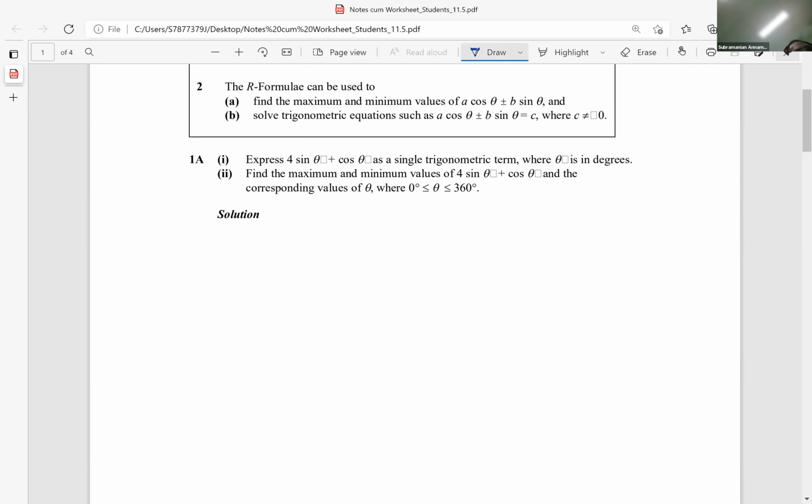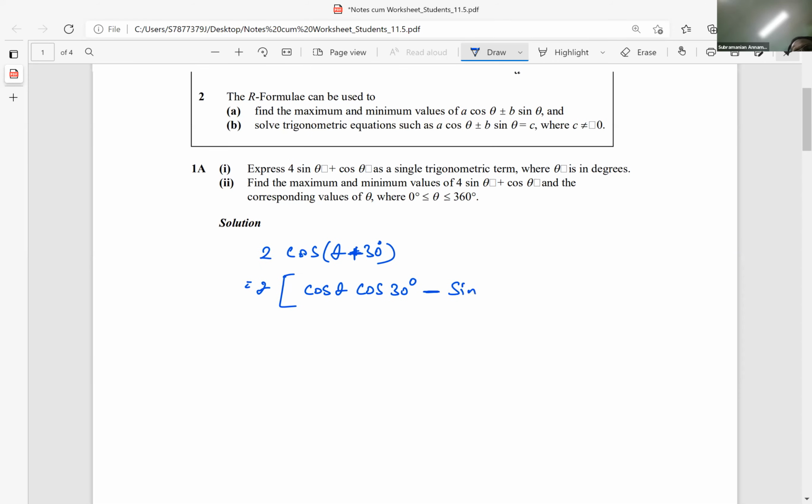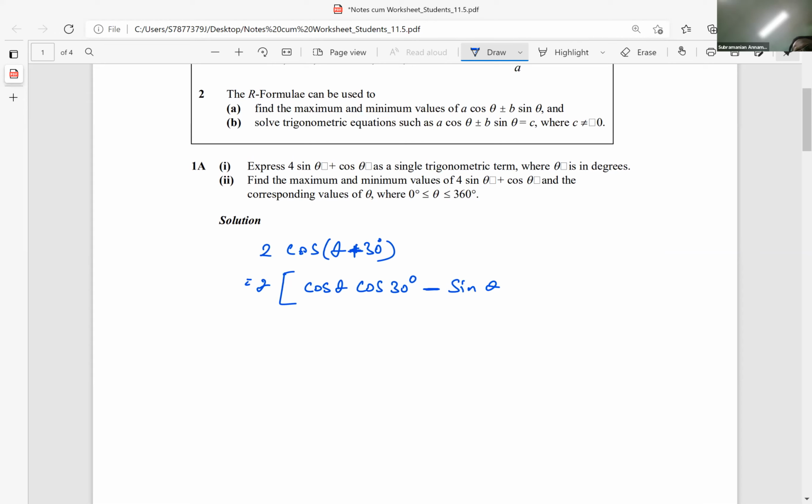So for example, if you have this 2 cosine theta plus 30 degrees, how would you expand? You still remember or not? So this is 2 cosine. What's the formula for addition of angles? So you should have cosine theta, cosine 30. Because this is a plus, so it will become a minus here. It will change sign, right? Then you have sine theta and sine 30.